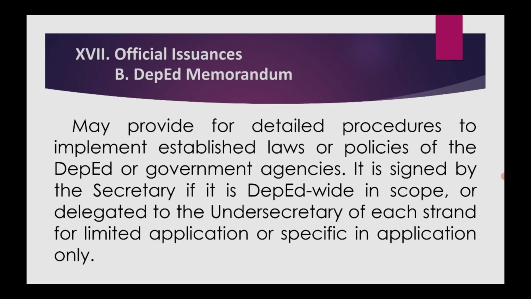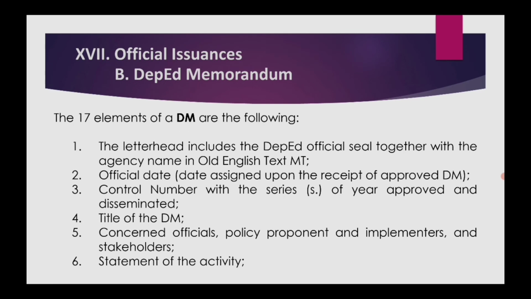Many provide for detailed procedures to implement established laws or policies of the DepEd or government agencies. It is signed by the Secretary if it is DepEd-wide in scope, or delegated to the Undersecretary of each strand for limited application or specific in application only. The 17 elements of a DepEd memorandum are the following. Letterhead includes the DepEd official seal together with the agency name in Old English text. Official date assigned upon the receipt of approved DepEd memorandum. Control number with the series of year approved and disseminated.